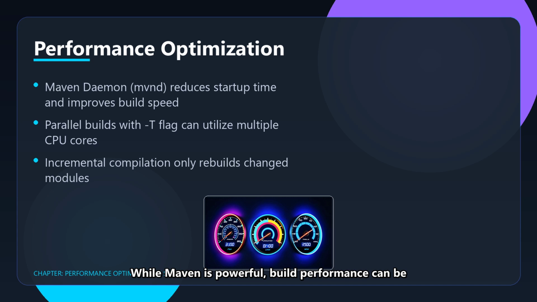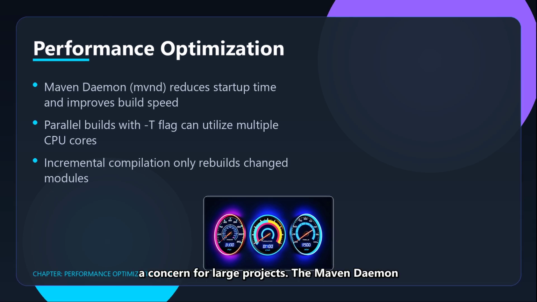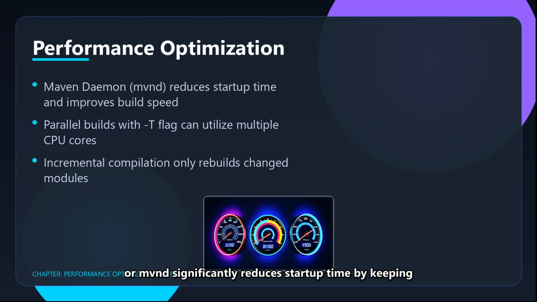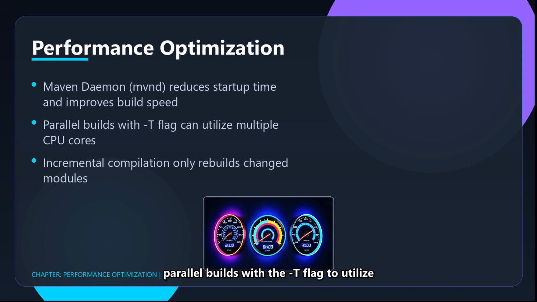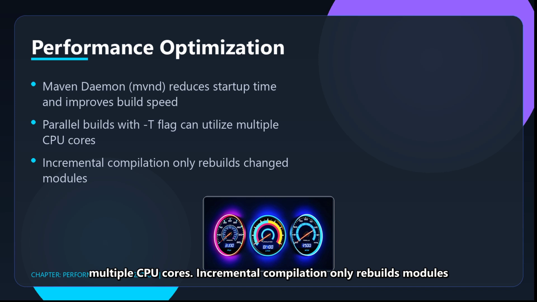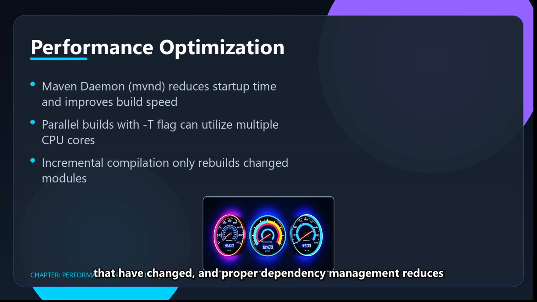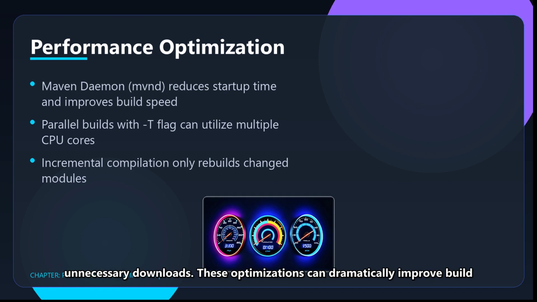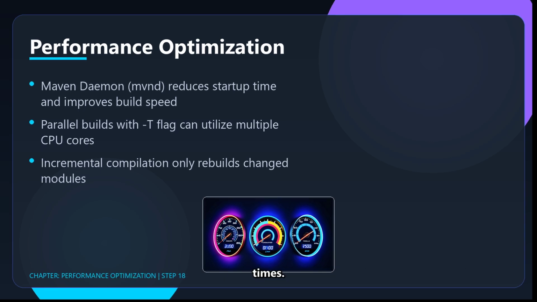While Maven is powerful, build performance can be a concern for large projects. The Maven daemon or MVND significantly reduces startup time by keeping Maven processes alive between builds. You can enable parallel builds with the -T flag to utilize multiple CPU cores. Incremental compilation only rebuilds modules that have changed, and proper dependency management reduces unnecessary downloads. These optimizations can dramatically improve build times.